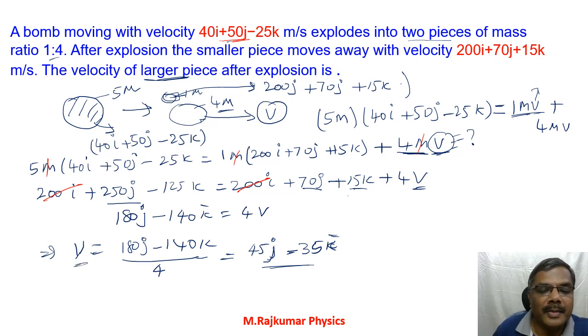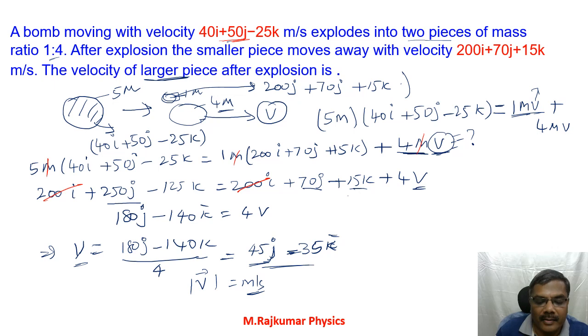Okay, larger piece. This magnitude I can also find out: the velocity magnitude will be the square root of 45 square plus 35 square, in meter per second. In the vector form, as per the option, it is 45j minus 35k. Go to the next problem.